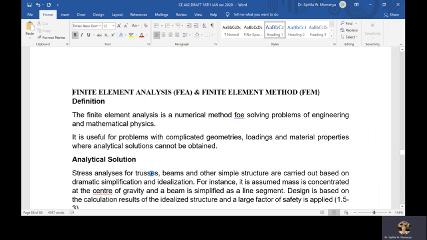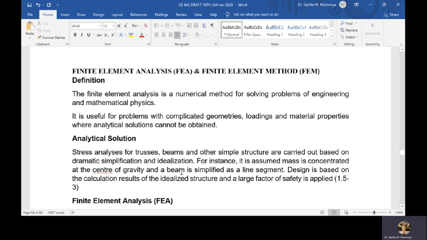Finite element analysis. This is a numerical method which is used for solving problems of engineering and mathematical physics. It's useful when you have complicated geometries, loadings, and material properties, where analytical solutions can't be obtained.